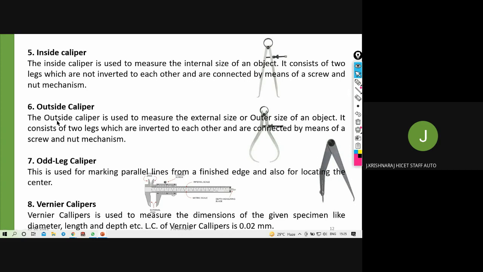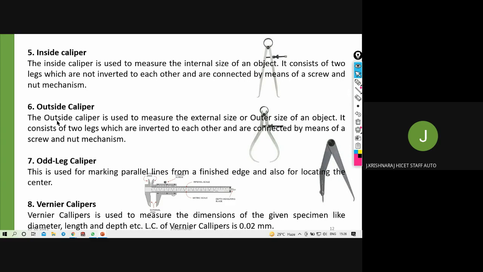Then next is an outside caliper. It is just the opposite of the inside caliper, used for measuring the outside diameter of external surfaces, or the external size or outer size of the object. So this is exactly measured by means of the outside caliper.